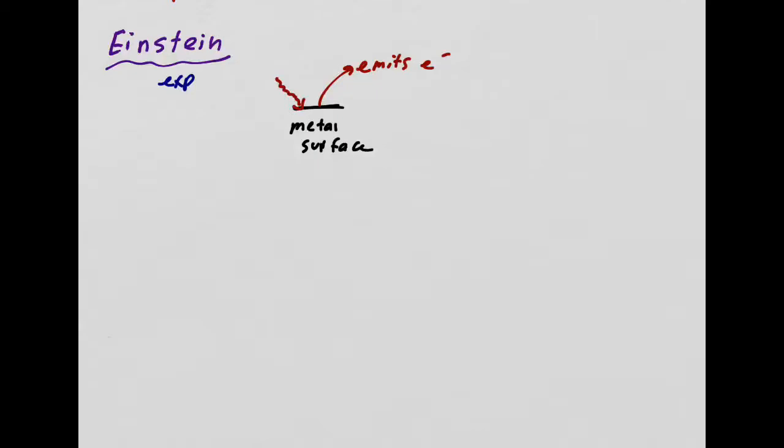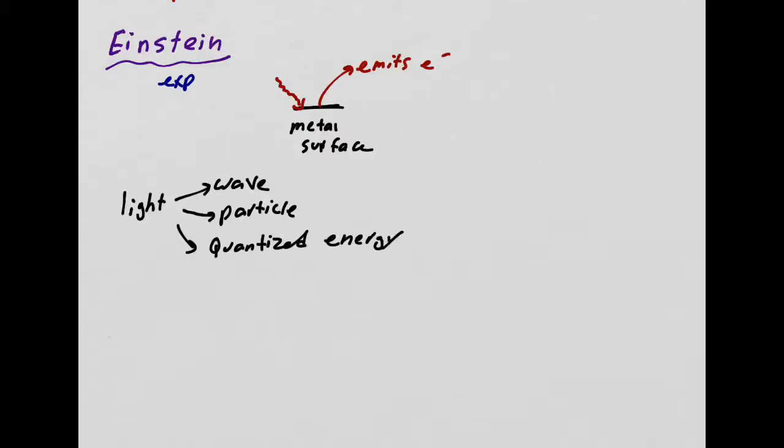Okay, now let's summarize again what we talked about. So what we said is that light behaves like a wave. Light behaves like a particle. And light has quantized energy. Again, this Einstein experiment is exactly the same thing. You need a certain amount of energy in order for the electron to be emitted.